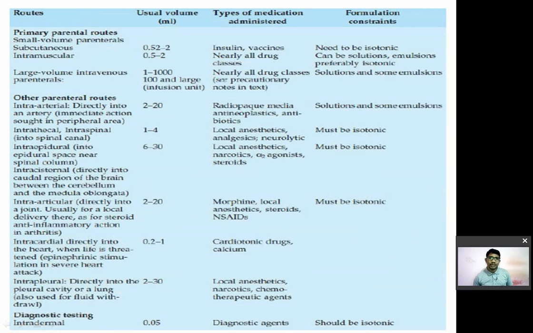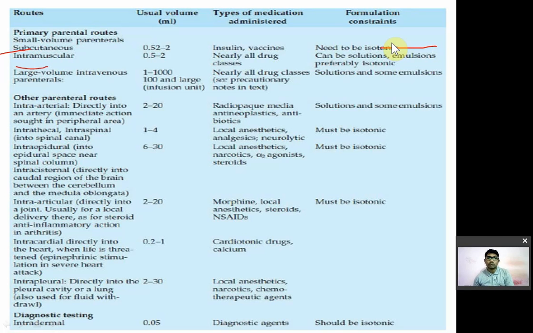Maximum volume that can be injected by subcutaneous route is 0.5 ml to 2 ml. By intramuscular route 0.5 to 2 ml, right? यहाँ पे 2 ml दिया है, लेकिन 2 ml से लेके 5 ml तक आता है. 5 ml you can inject, so nearly all kinds of drugs can be injected by intramuscular route. Now if you want to formulate a subcutaneous injection, that injection need not be isotonic. उसको isotonic होना जरूरी नहीं है. There is no absolute requirement of isotonicity.